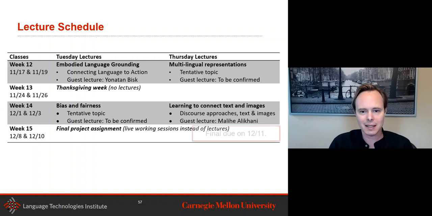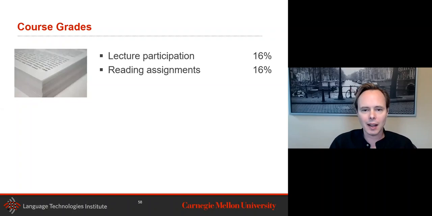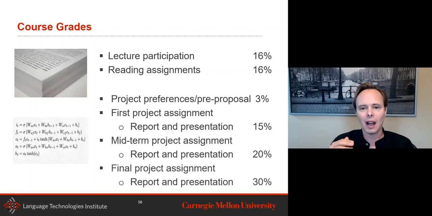So the course grade: 16% for the lecture participation and the reading assignment. We're going to give more details about these two. And then the core of it is on the course project itself. So what do I mean by lecture participation?